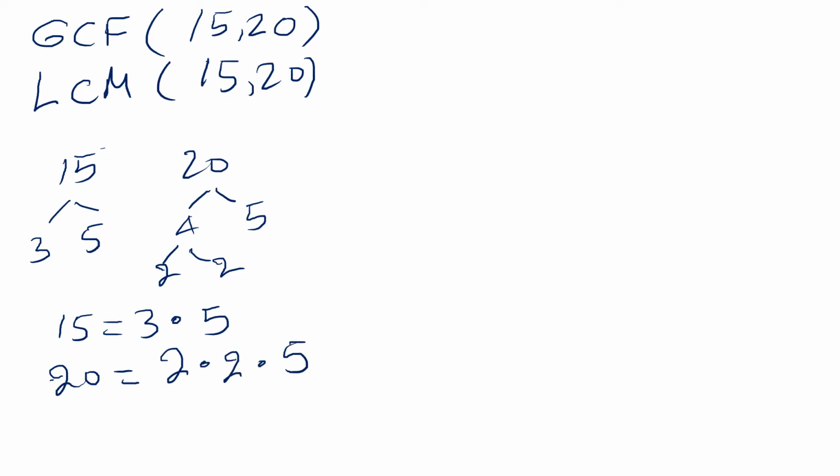For the greatest common factor, we looked at what they share. And here they only share 5. But for the least common multiple, the usual method is to list the multiples of 15 and the multiples of 20. But I'm not going to use that. I'm going to show the method that uses prime factorization.